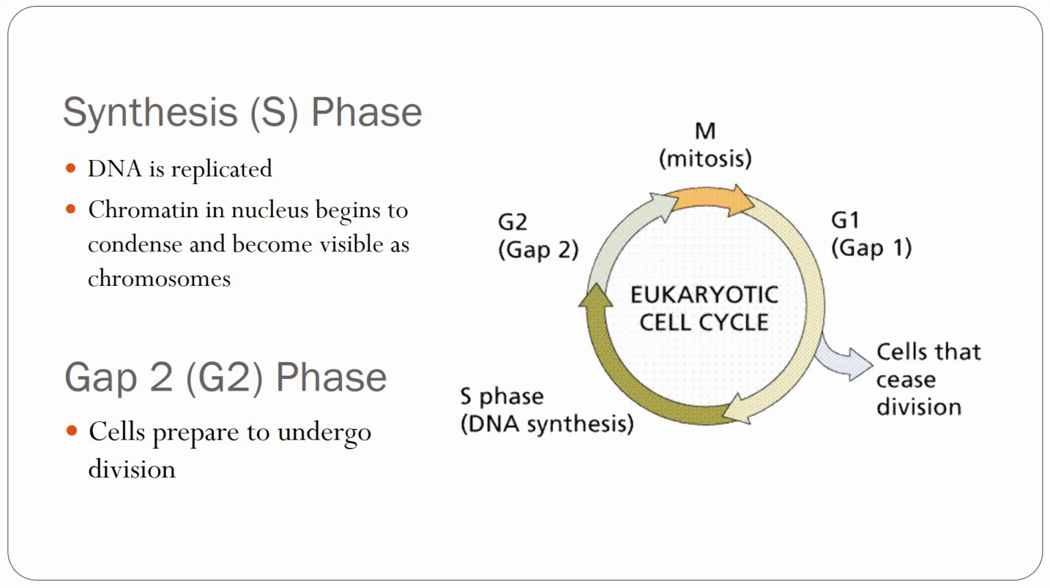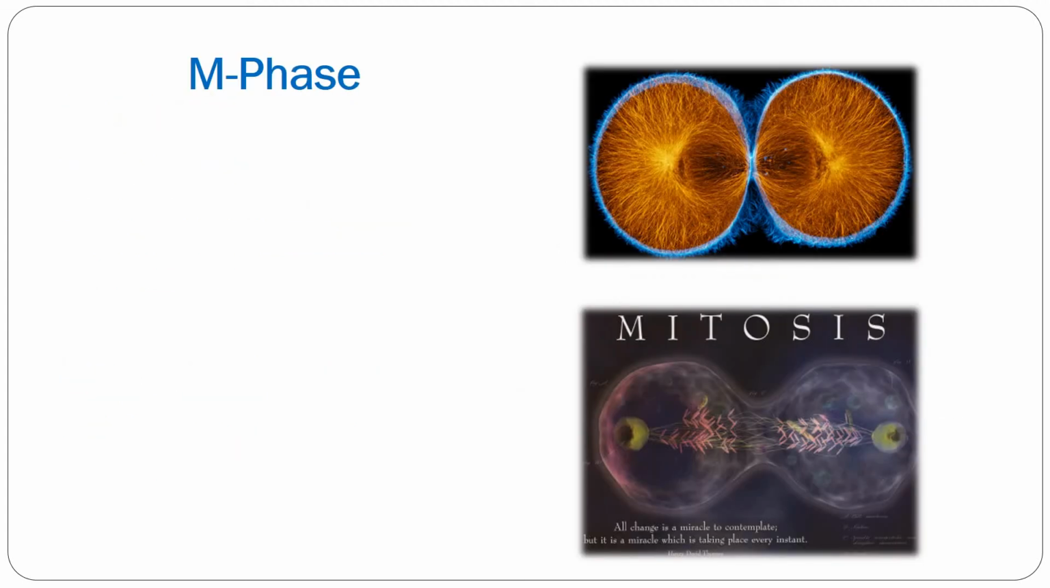We can see that the chromatin in the nucleus will begin to condense and become visible as chromosomes. And then it'll go into G2, which is gap 2, and it'll continue to grow and continue to function so that it can prepare itself for mitosis.